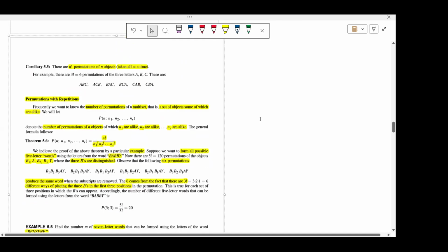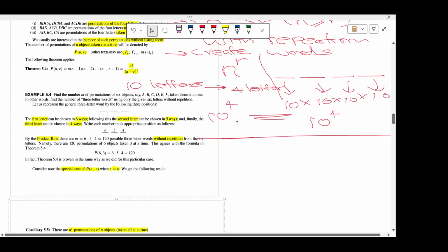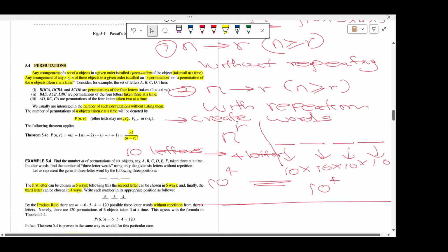If we have n number of objects, from the n objects we are selecting r number of objects and creating permutations, creating different orders. In that scenario, there are two possibilities: with repetition and without repetition. For both, we know how to find the answers. Now the third type.